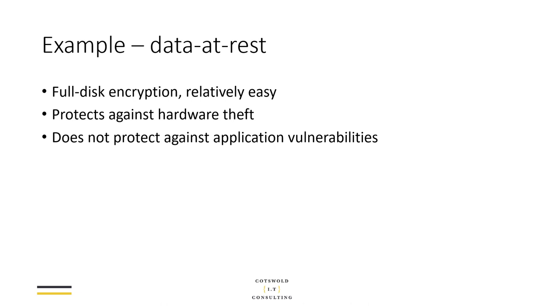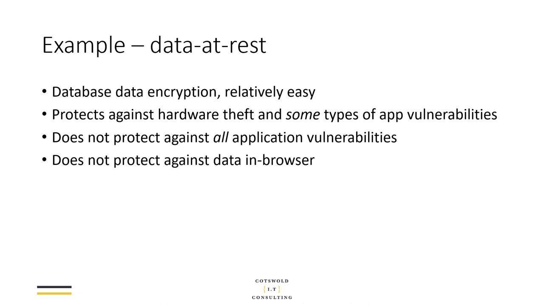So first example is data at rest. We've got things like full disk encryption. You might have that switched on. It's relatively easy. Depending on the versions of operating system you have, it might or might not cost you very much money, but you pretty much flick a switch and it works invisibly. So that's great because it protects you against hardware theft. But what you should know, of course, is that it does not protect you against application vulnerabilities, because the application still needs to use unencrypted data. That's how the user is interacting with it. So encrypting data at rest is great for theft. It's not great for application vulnerabilities.